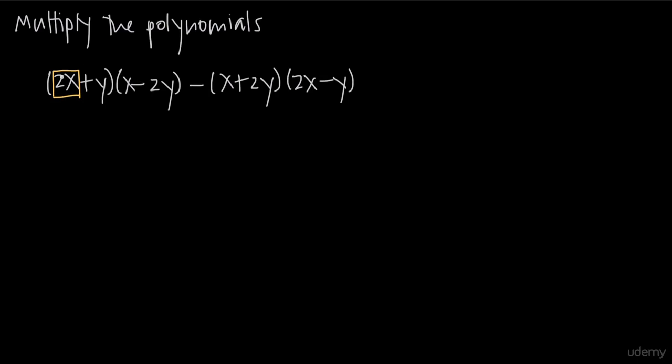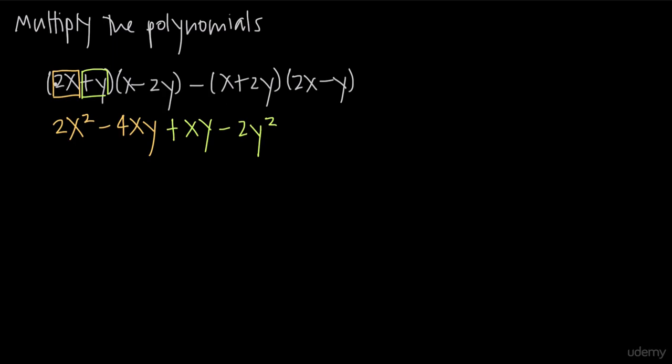So 2x times x is going to give us 2x squared. 2x times a negative 2y will give us a negative 4xy. Then we're going to look at this second term here, the positive y, and we're going to say positive y times a positive x gives us a positive xy. We want to always list our variables in alphabetical order. Then positive y times a negative 2y is going to give us a negative 2y squared. Remember, y times y will be y squared.